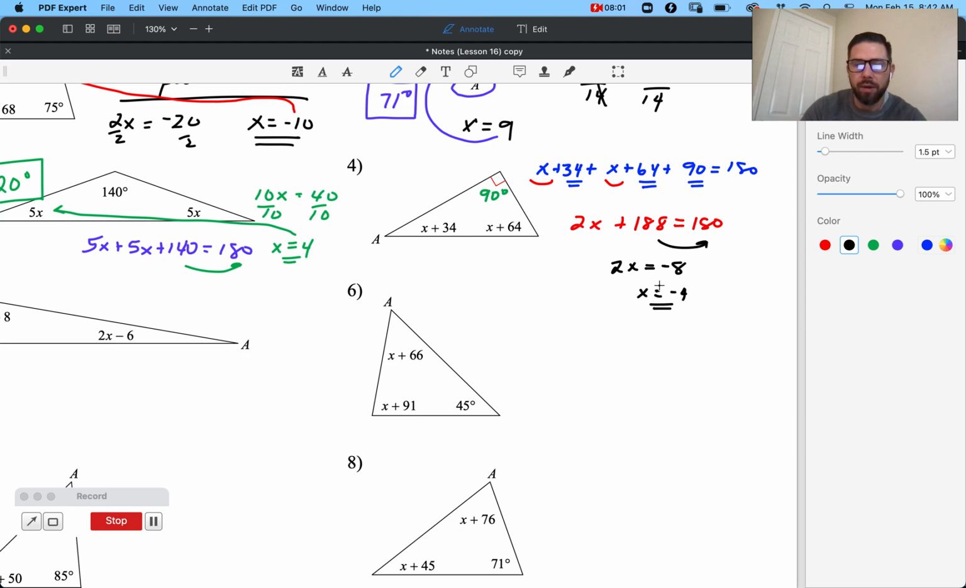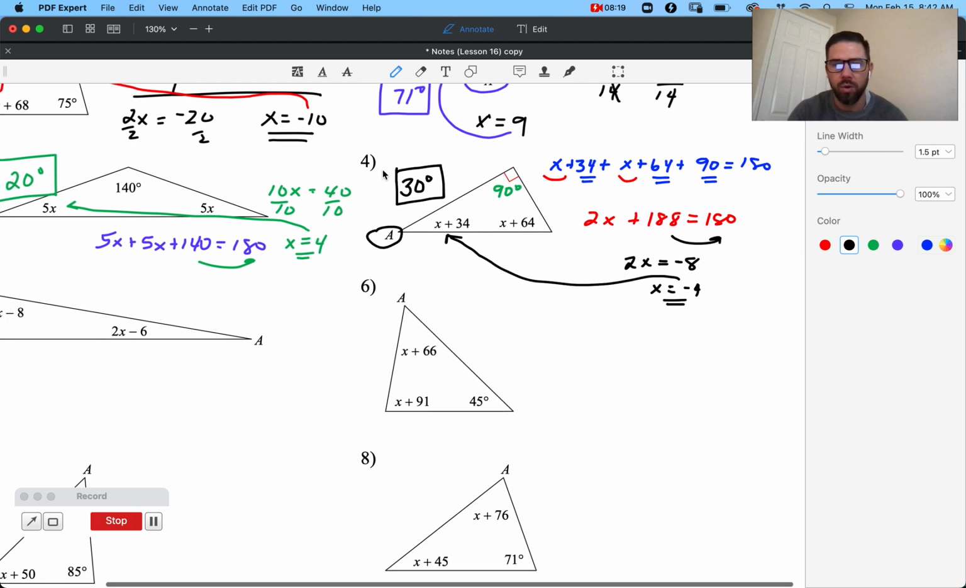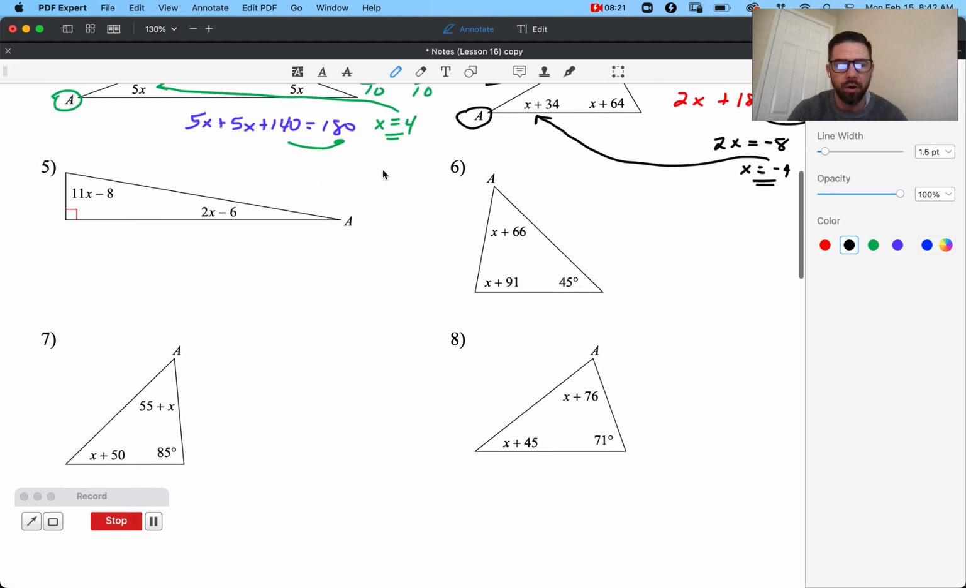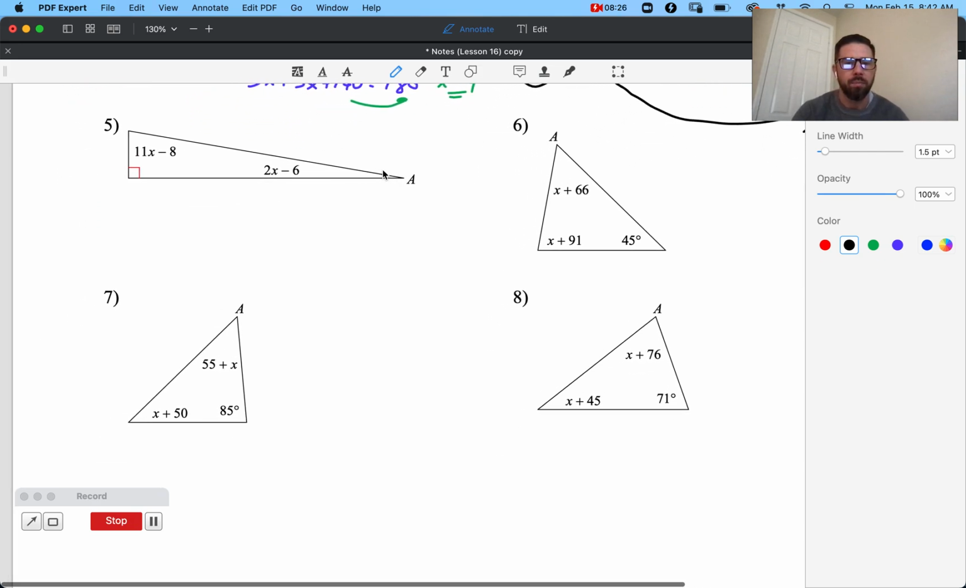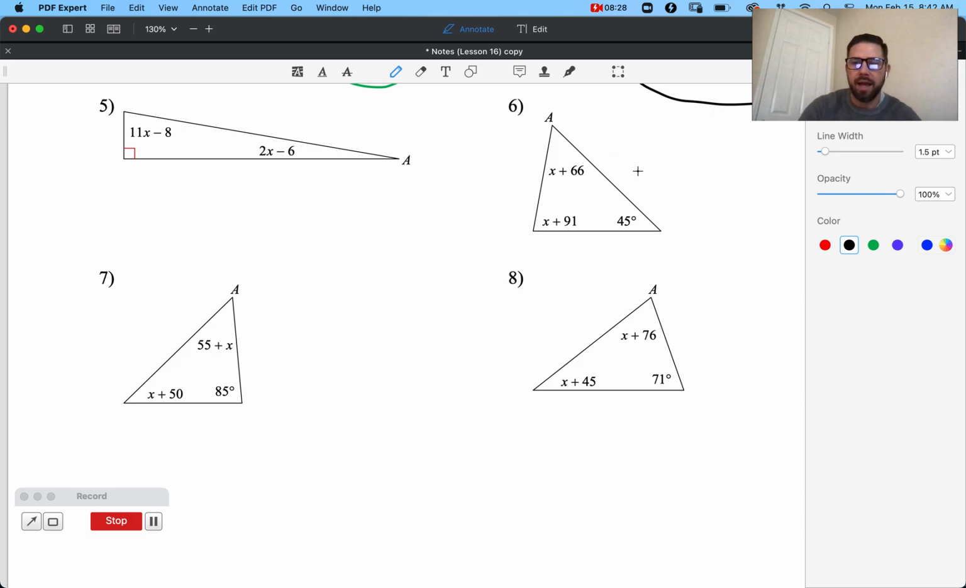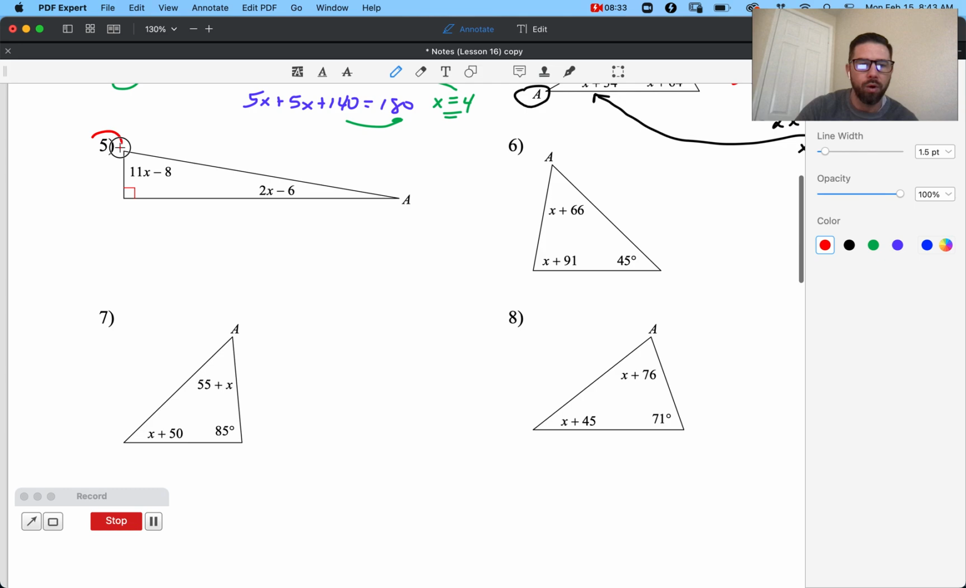What do we need to do with that? We got to plug it back in to x in angle A. And what's negative 4 plus 34? I think it's just 30. Boom. Easy money? I think so. Okay, let's do one more and we'll call it a day. Let's do 5. So go ahead and press pause. Attack number 5. Press play. We'll go over it and we will be done for the day.